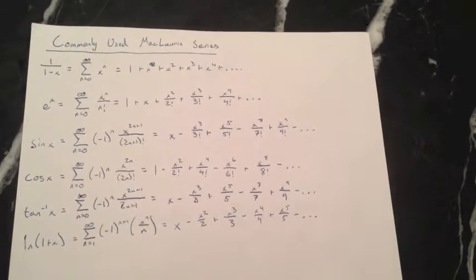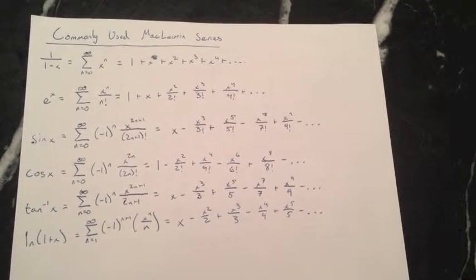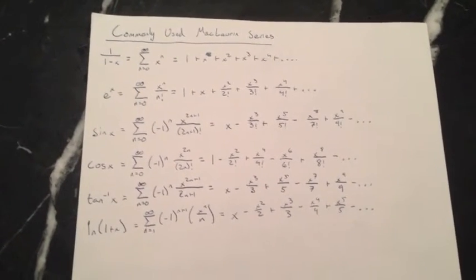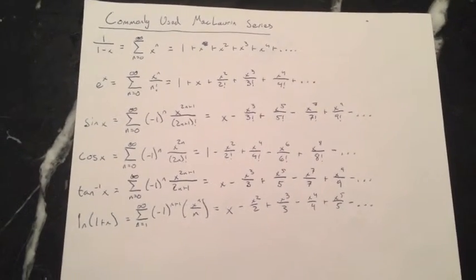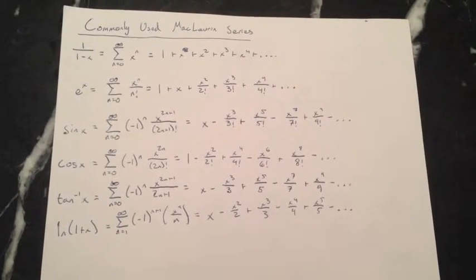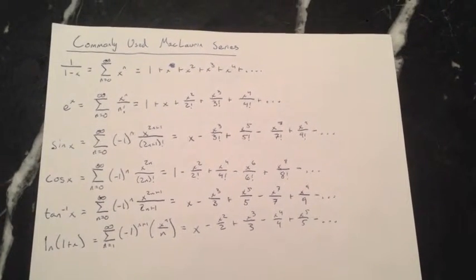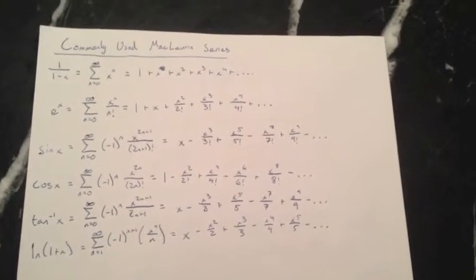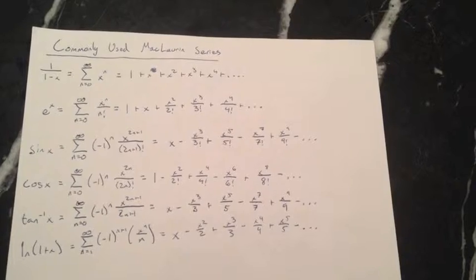Last but not least, we have the commonly used Maclaurin series that you would most likely see on an AP test or any other test in the near future. So for the functions we have 1 over 1 minus x, e to the x, sine of x, cosine of x, tan inverse of x, and ln of 1 plus x. So 1 over 1 minus x equals the summation from 0 to infinity of x to the n, which equals 1 plus x plus x squared plus x cubed plus x to the fourth, etc., etc.